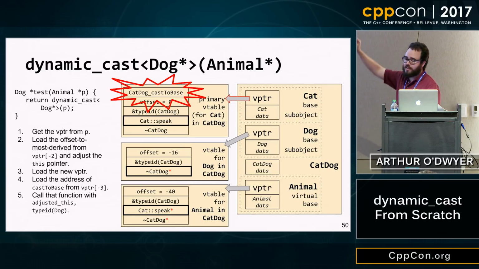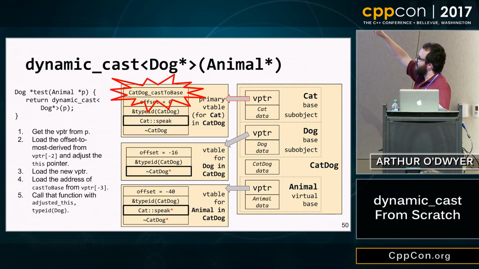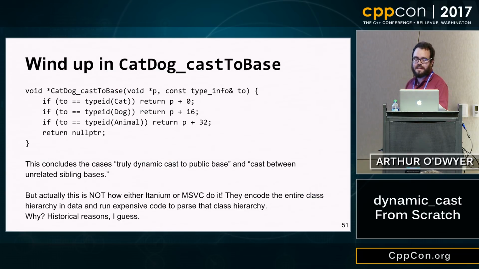And I call that function with the pointer to that highlighted address, the beginning of the most derived object, and I call it with the type ID of dog, which is what I'm looking for, and I just trust that it will tell me if this thing has a dog subobject. If it doesn't, that's also nice to know. And in this case, hooray, I get it.